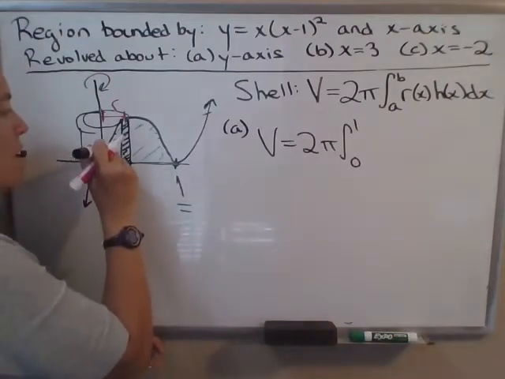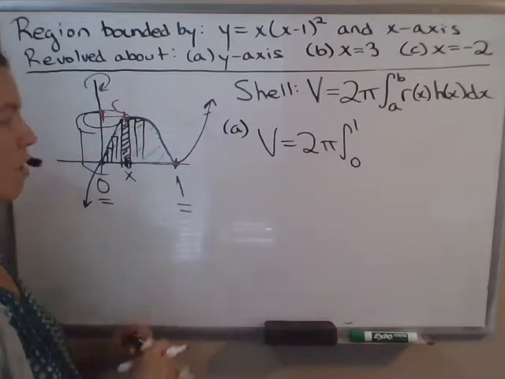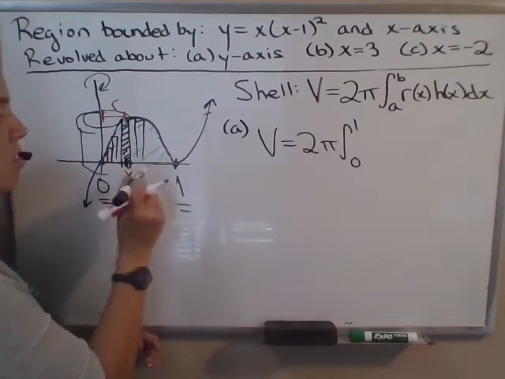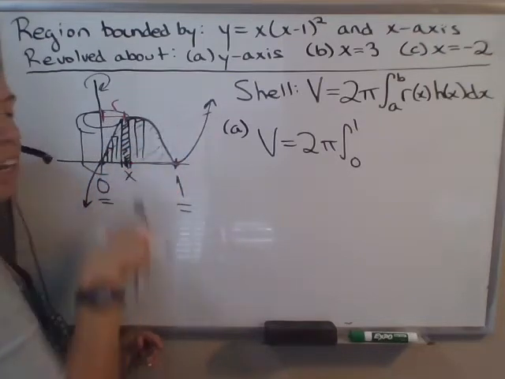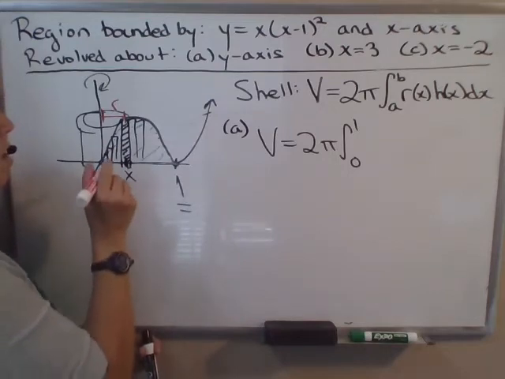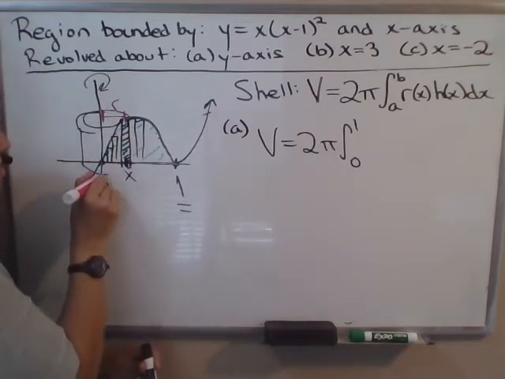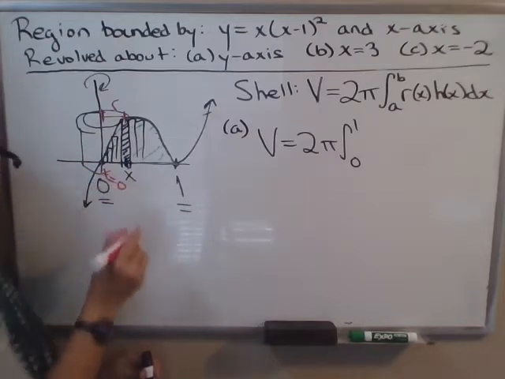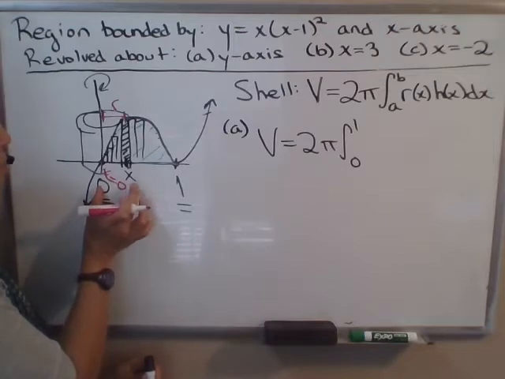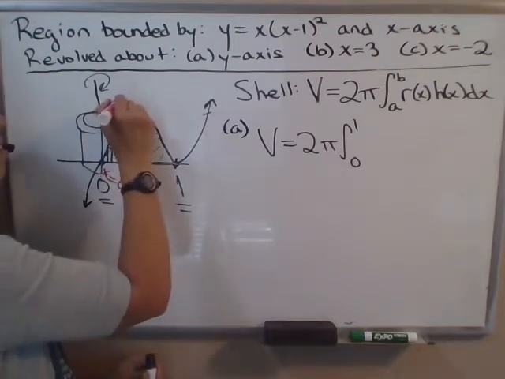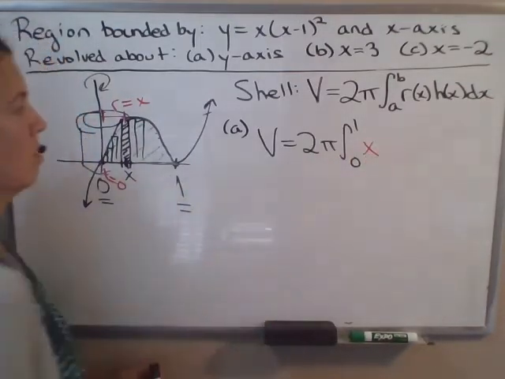So like I said, it makes my picture look really cluttered, but imagine you have all these rectangles. And so we're calling the position of the rectangle x, and maybe picture x sliding through the region as we take that infinite sum. So if we call this position here x, we're revolving about the y-axis, which is x equals 0. Then the distance between those would be x minus 0. This radius here, in this case, for the shell method, is just x.